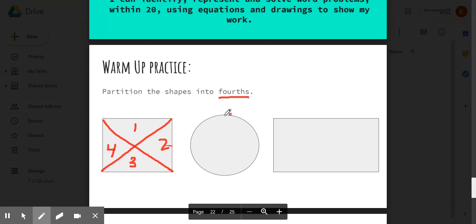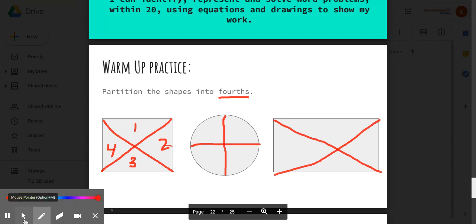All right, now let's do it together. I can cut the circle straight down the middle, straight across, or I can cut the rectangle from corner to corner, as long as they are cut into 4 equal parts.